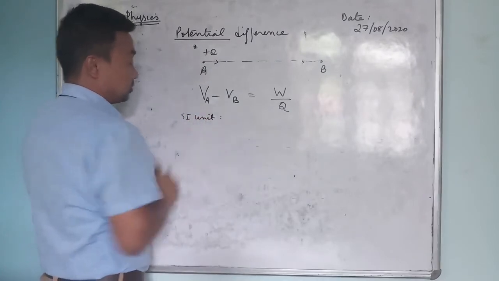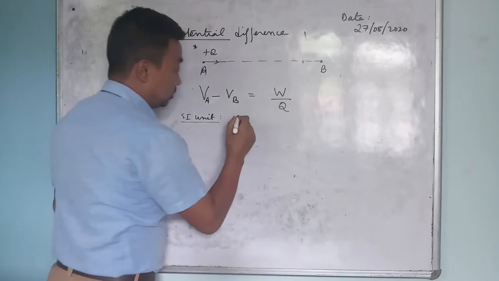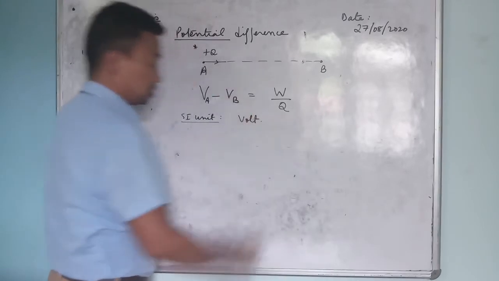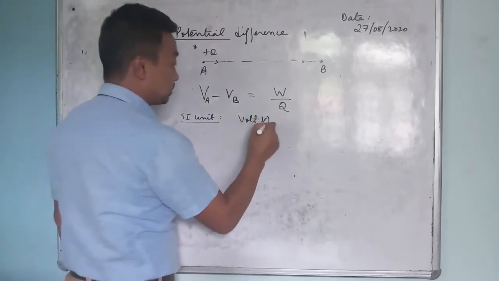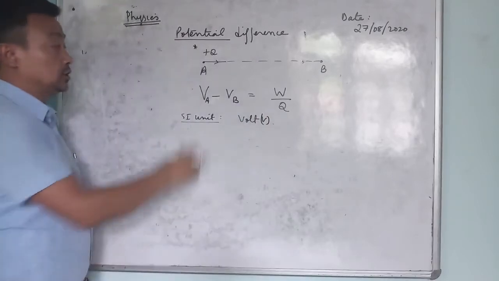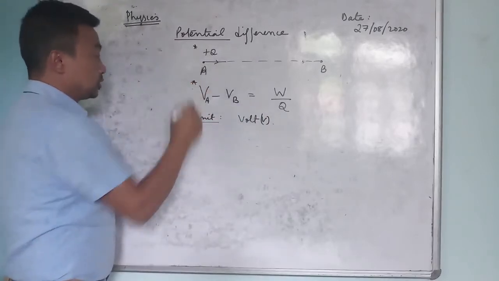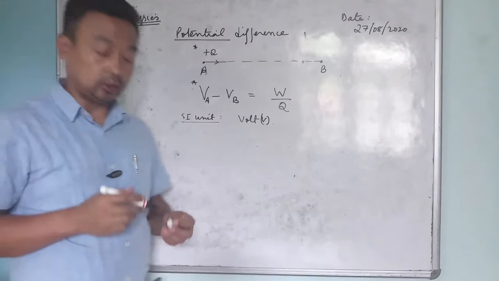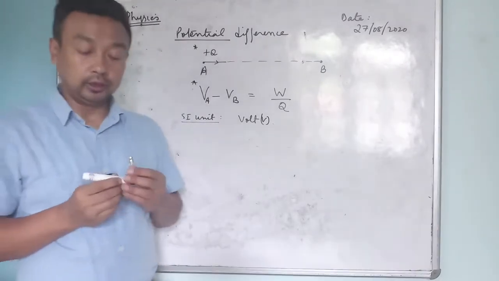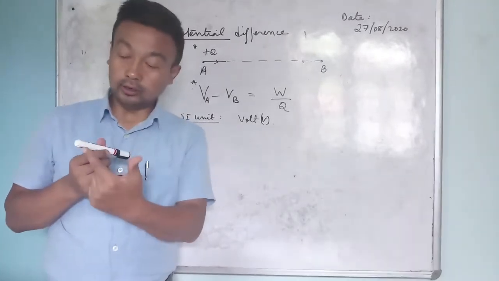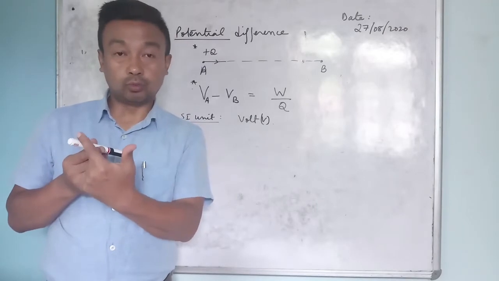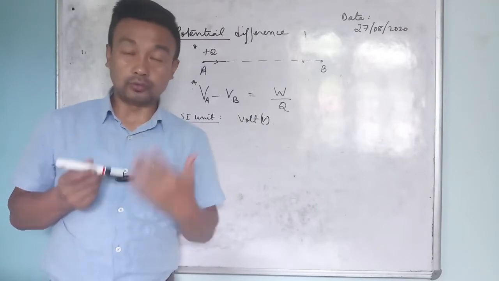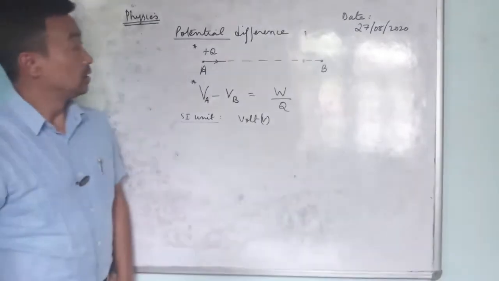The SI unit will be also volt and the symbol will be also capital V. So this potential difference is quite important from your numericals point of view, because we will be discussing only the point from one point to the other while solving the numericals.